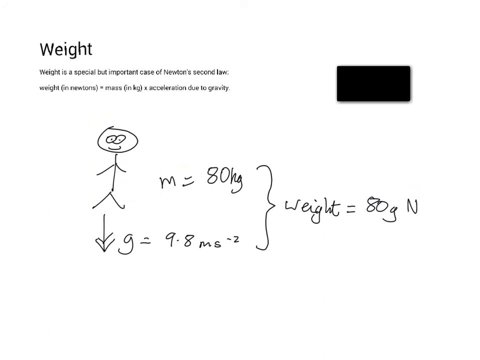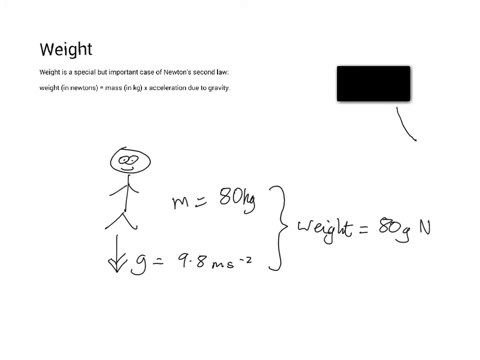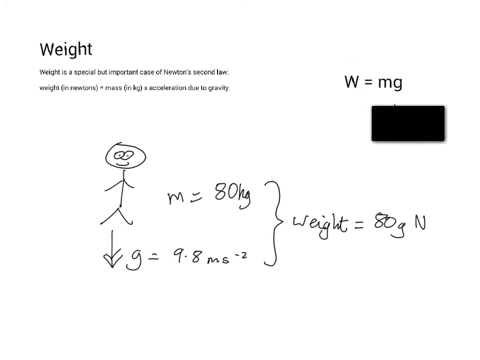Weight is a special but important case of Newton's second law. So weight in newtons is equal to mass in kilograms times acceleration due to gravity, which we take to be 9.8 meters per second squared. So weight equals mass times gravity. So here is a picture of someone. If they have a mass of 80 kilograms and they're on Earth, where we take gravity to be 9.8 meters per second squared, then their weight is 80g newtons.